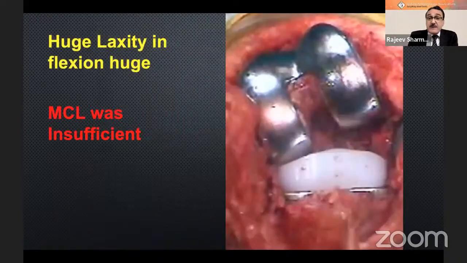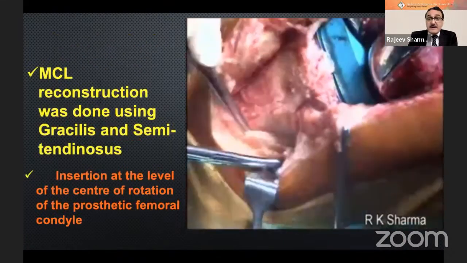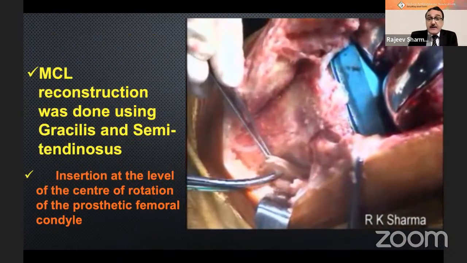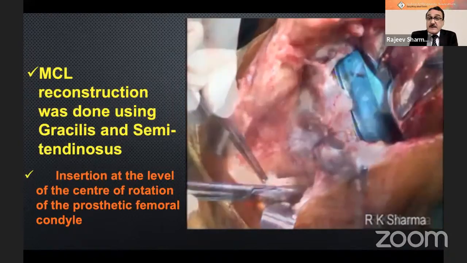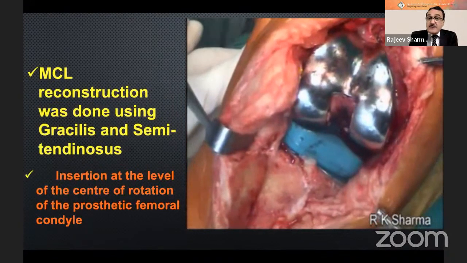Huge laxity in flexion. This is my very old surgery, from almost somewhere in 2000, 2001, when we were using the LCS knee in abundance, and that's what you see here. We reconstructed the medial collateral ligament using the hamstring.